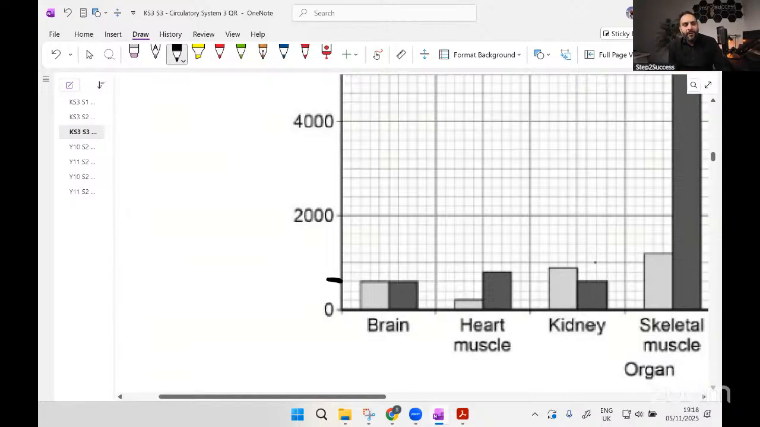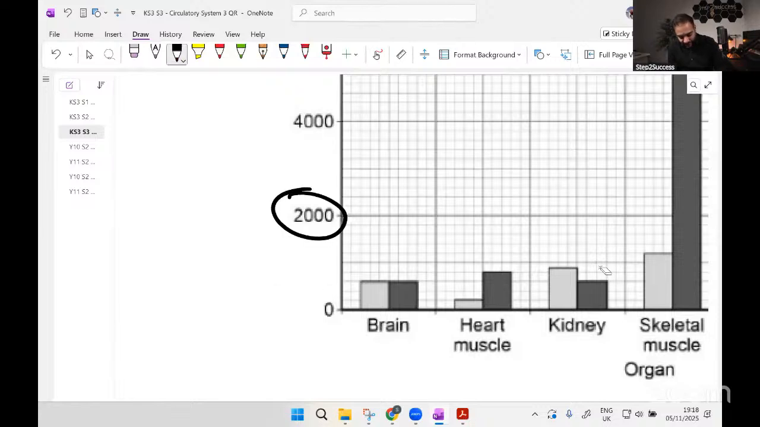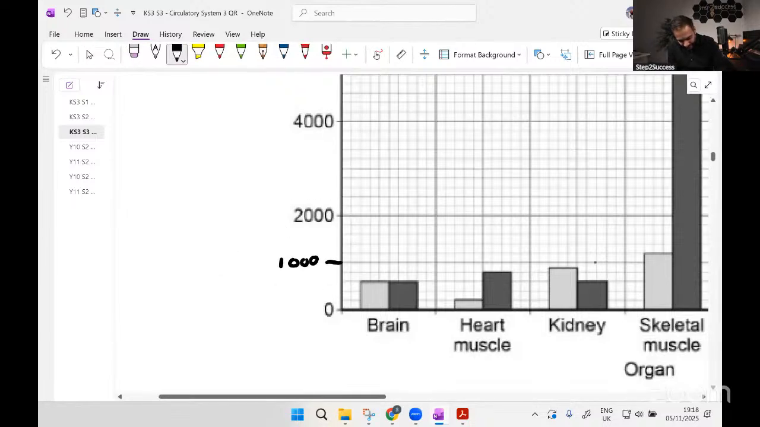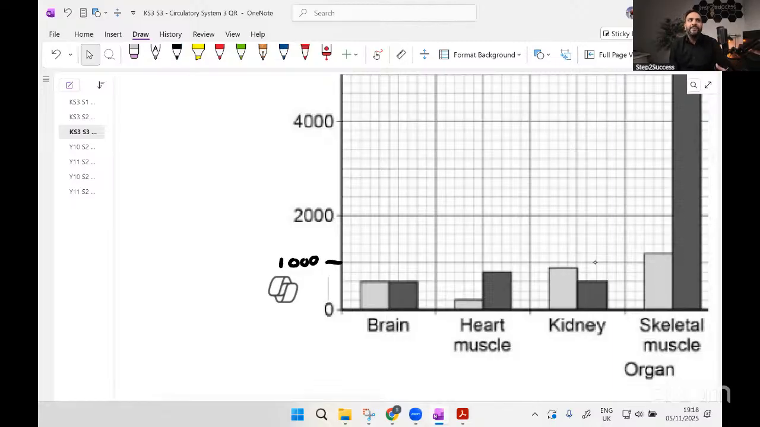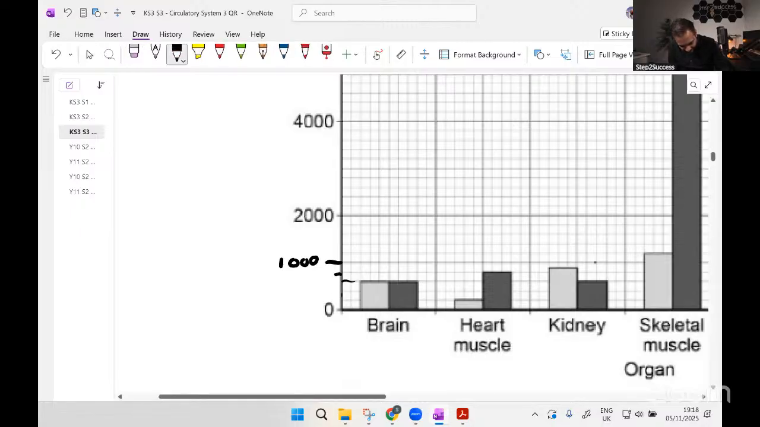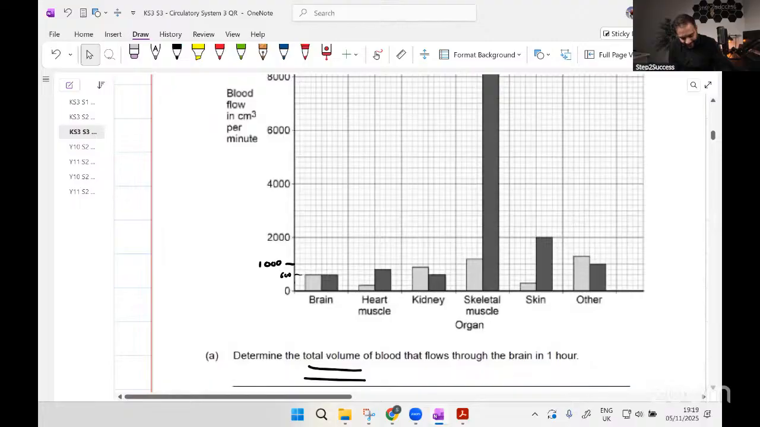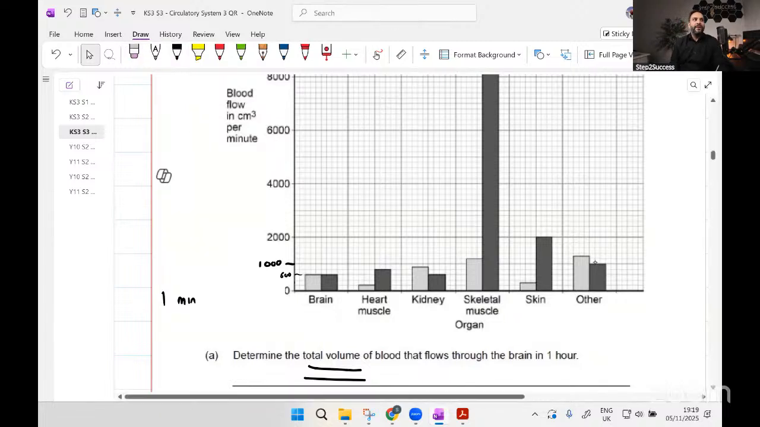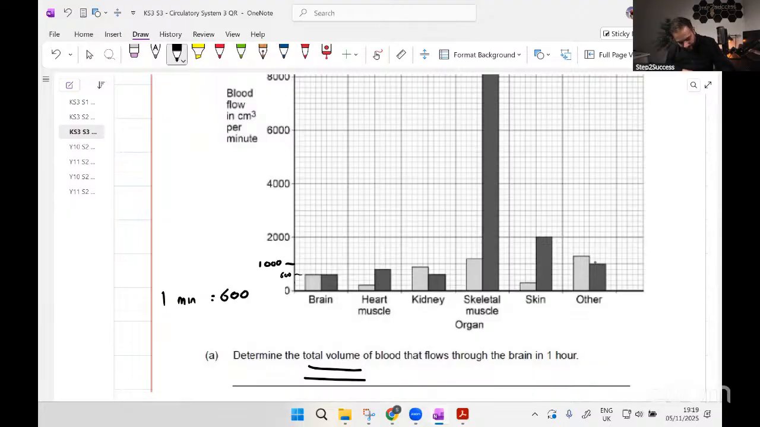The way I do this is I go, well, that's 2,000. So half of that will be 1,000. This is going up in 5 steps all the way to 1,000, 5 little squares, which means that each of those squares must be worth 200. It's 200, 400, 600, 800, and then 1,000. So three of these little squares means that this must be 600. So what we're learning is that in 1 minute, because that's what this tells you, this is why I have to read the question very carefully, 600 centimeters cubed of blood flows through the brain. That's how much flows through in 1 minute.